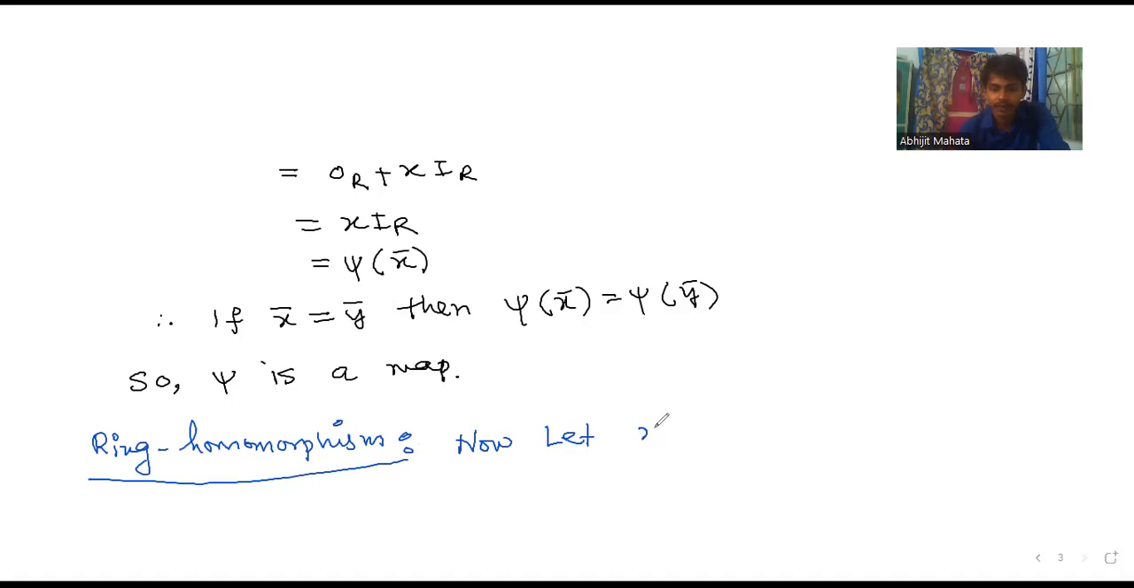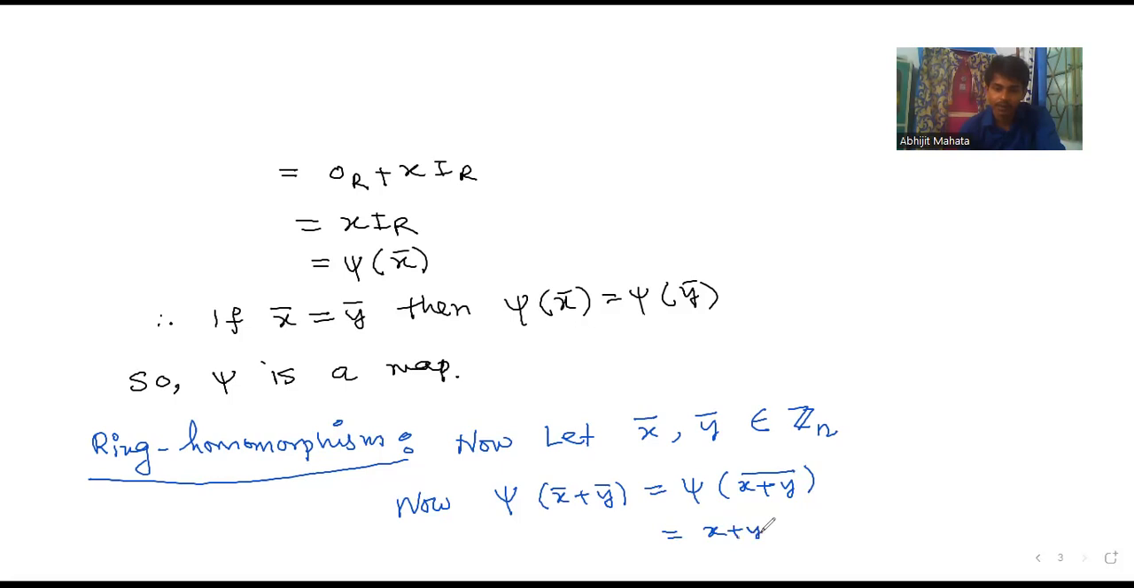Let us take two elements x bar and y bar from Zn. Now, if we calculate psi of x bar plus y bar, we know how we add in Zn. So we have to add x and y and then take the bar. So x plus y, then whole bar. So basically, this is x plus y of IR. So we are taking IR x plus y times. So we're taking the sum of IR. If you expand this, you will get IR plus IR. So the previous concept we will use here, IR how many times? This is x plus y times.